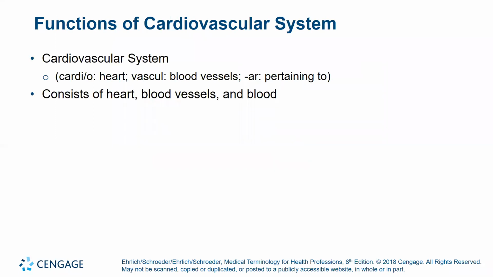So the functions of the cardiovascular system: what it does is consists of the heart, blood vessels, and blood. Looking at the term cardiovascular, we can break that term down. Cardio is heart, vascular is blood vessels, and AR is pertaining to.